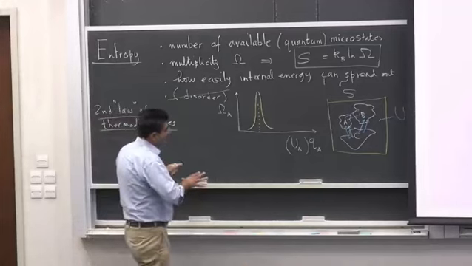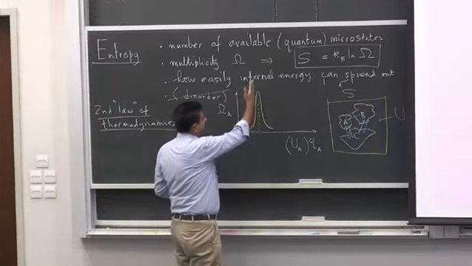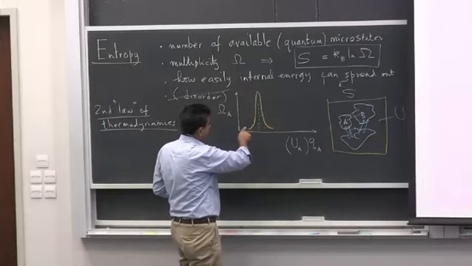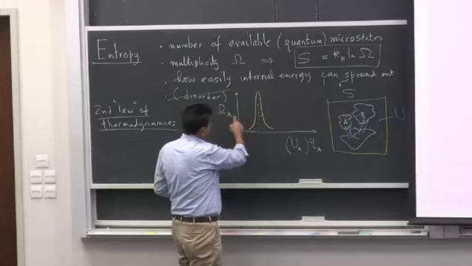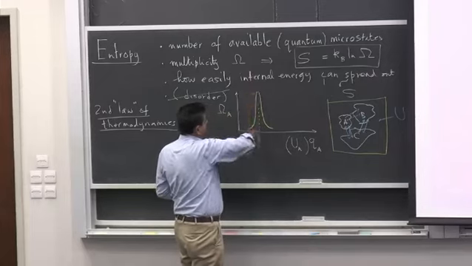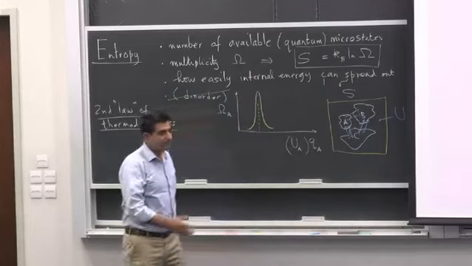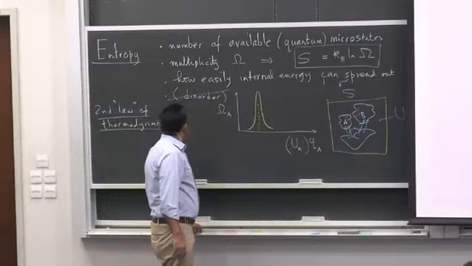The system would like to share its energy in such a way that the entropy of the total system is maximized, and wherever the multiplicity is maximum, that will be the equilibrium state. I'm going to give you more examples of this in a minute.